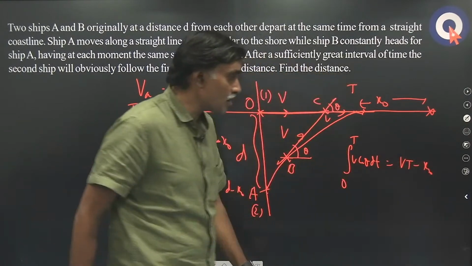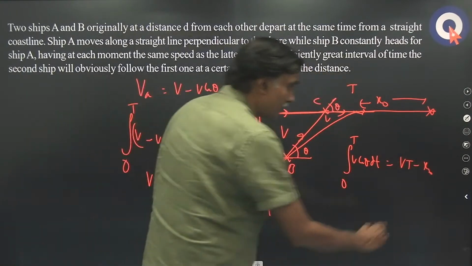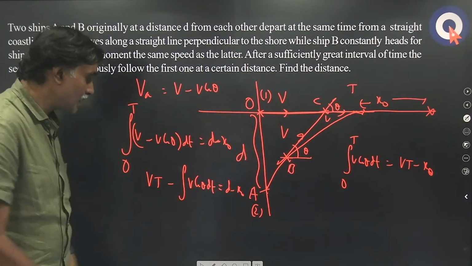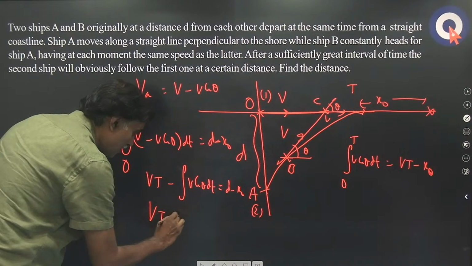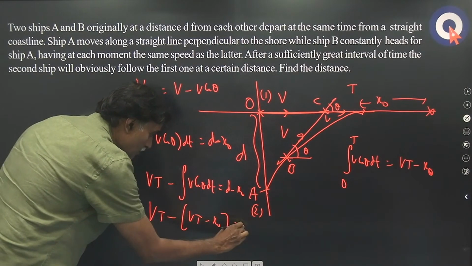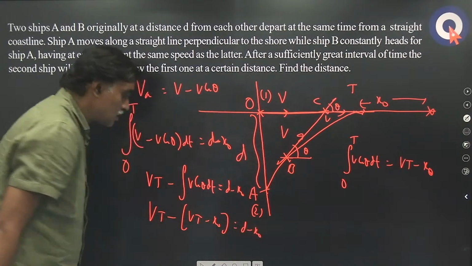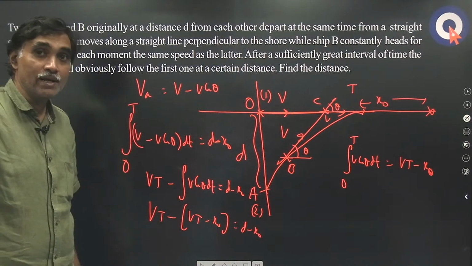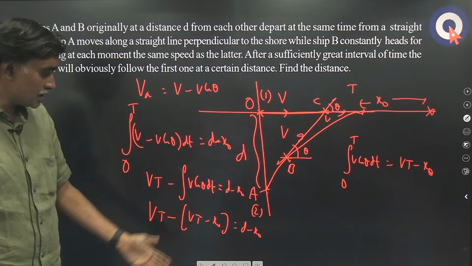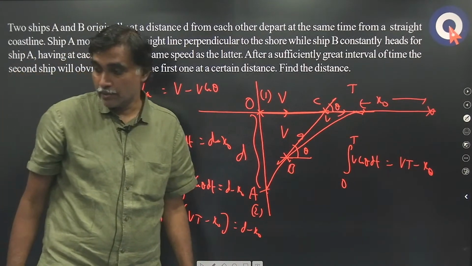So, what is the integral of V cos theta dt from 0 to capital T? It is VT minus x naught. So, if I replace this with VT minus x naught, what do you get? VT minus (VT minus x naught) equals d minus x naught. If I simplify this, VT cancels, so you will get x naught equal to d by 2. Okay.